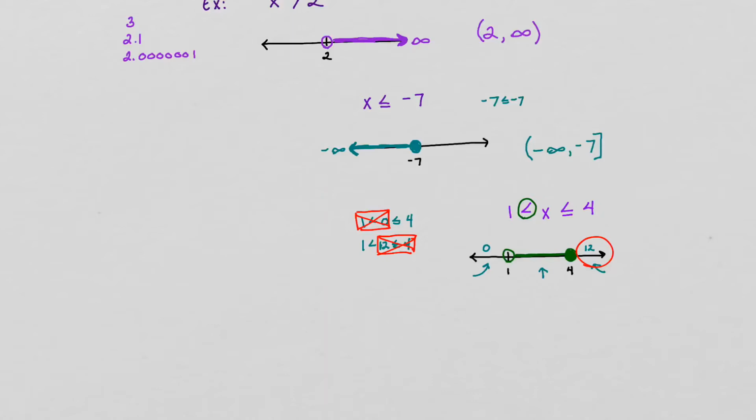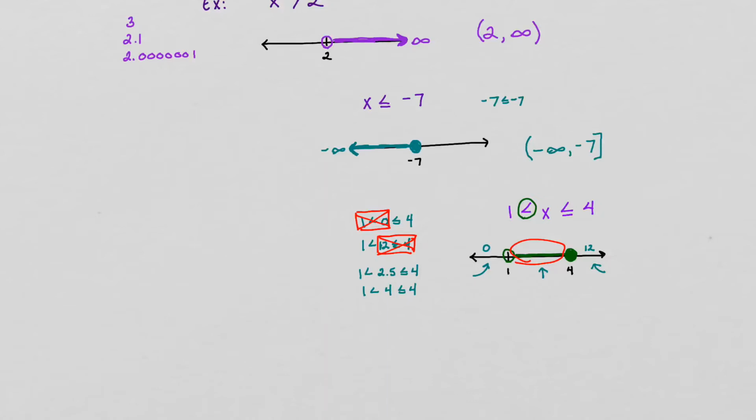However, if you were to pick anything in the middle, we would have true statements. So for example, let's say we pick 2.5. So we would have 1 is less than 2.5, which is true, and 2.5 is less than or equal to 4. That's also true. Likewise, say we just pick 4. We could do 1 is less than 4. Yeah, that's true. And 4 is less than or equal to, emphasis on the equal to, 4.